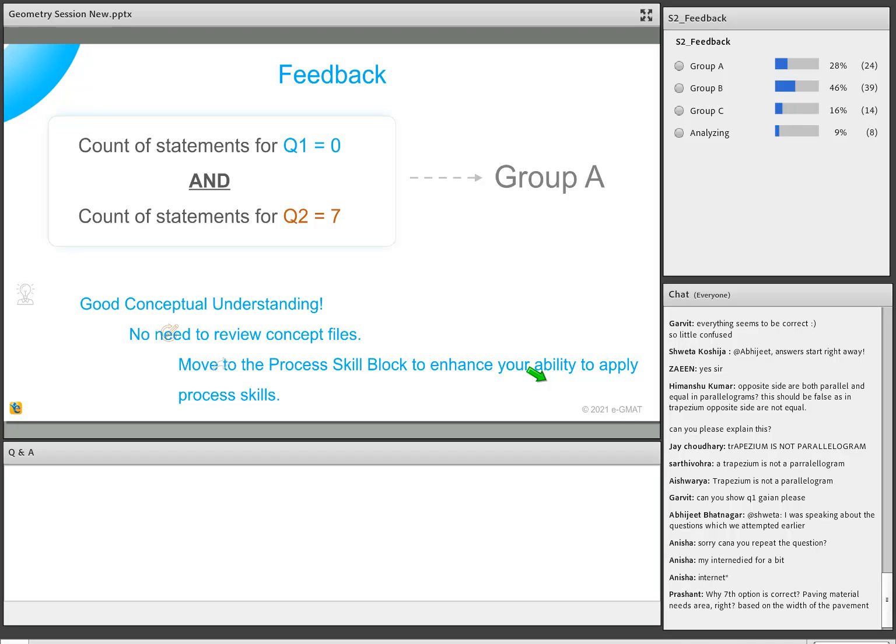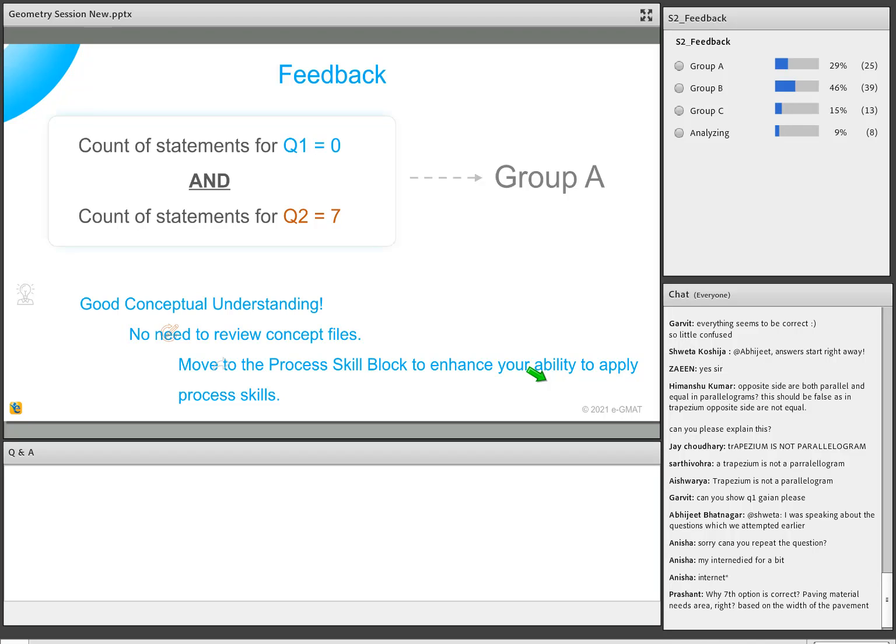Now, let's talk about Group A, people who did not mark anything in the first question, marked all in the second. For you, you have very good conceptual understanding. That's a very good trait that you're having. Geometries, concepts are in place. I would rather say, concepts around quadrilaterals are in place.